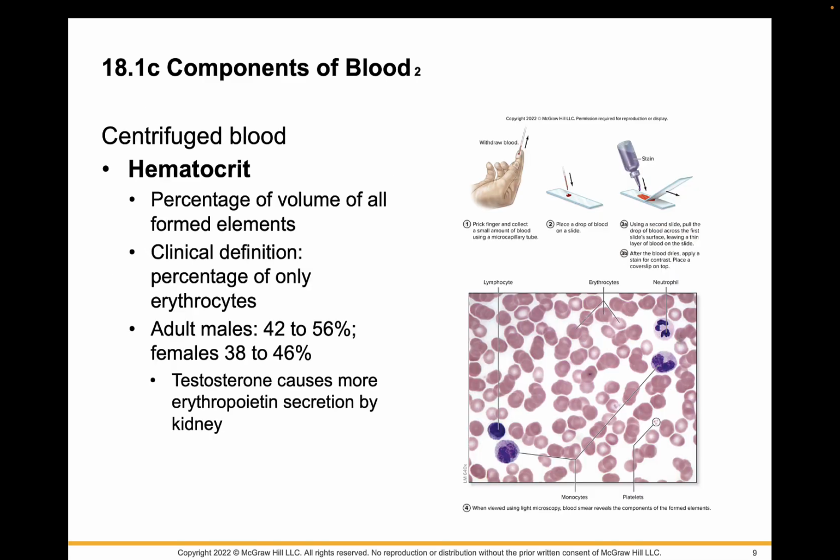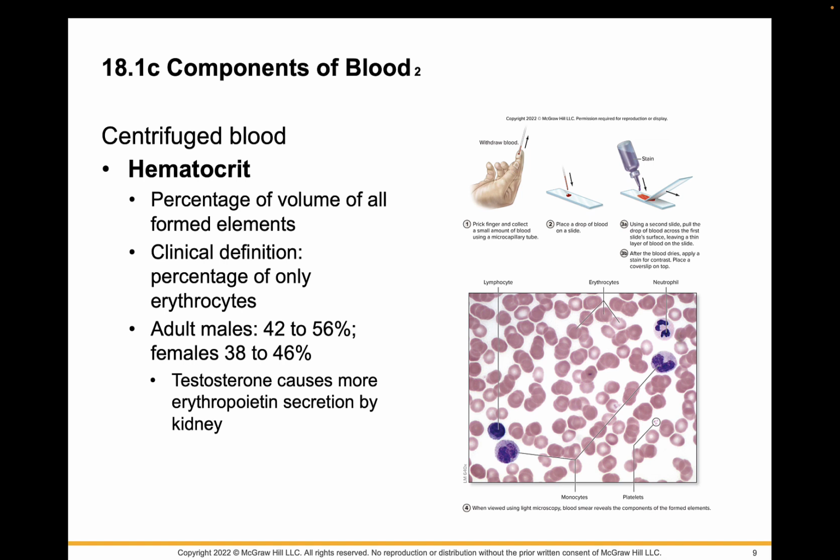Now, here we're basically looking at what the hematocrit is, and technically the hematocrit is the percentage of volume of all formed elements, but we're going to go with the clinical definition, and that is going to be the percentage of just red blood cells or erythrocytes. And keep in mind that makes sense because that accounts for the majority of formed elements that we are going to find in any given blood sample.